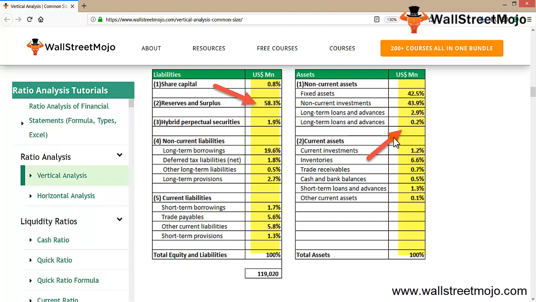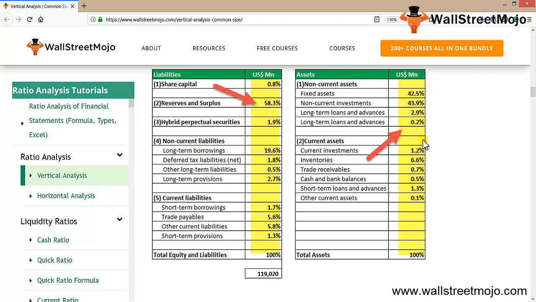As you can see over here, these are the non-current investments, that is 42.5, 43.9, and most of the long-term borrowing, which is 19.6%, is invested into the fixed assets, 42.5%. Now, the company predominantly invested in non-current investment rather than current investment. So the company is a huge capital-intensive company, with investment in the non-current assets, especially the fixed assets, which is very high, nearly around 42.5%.